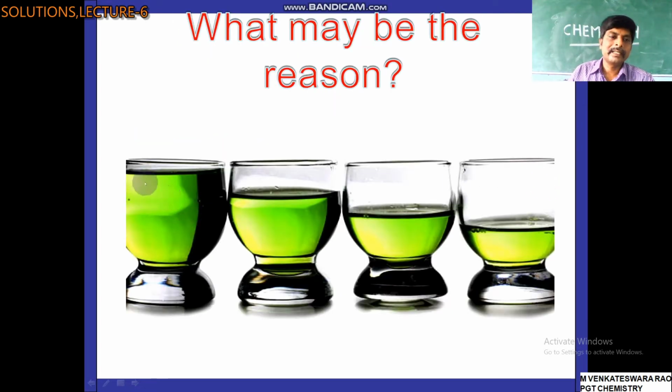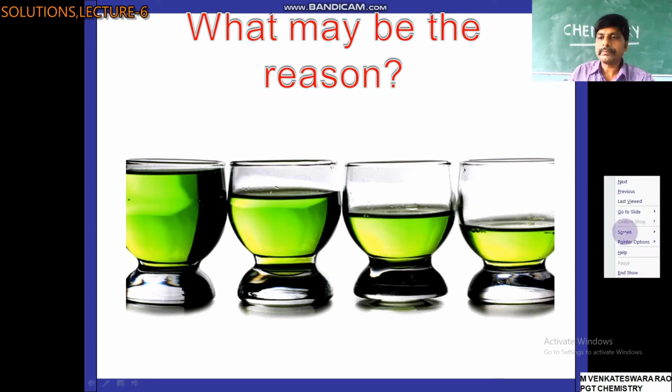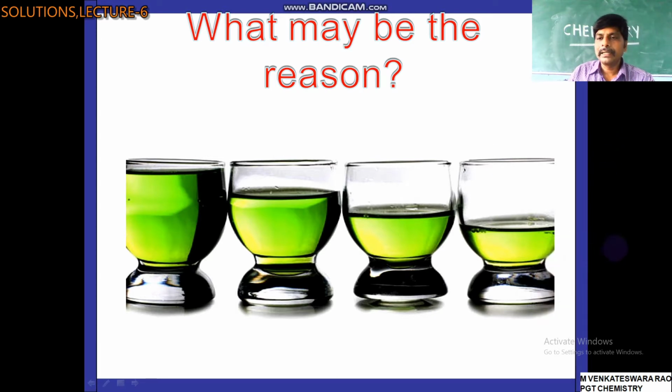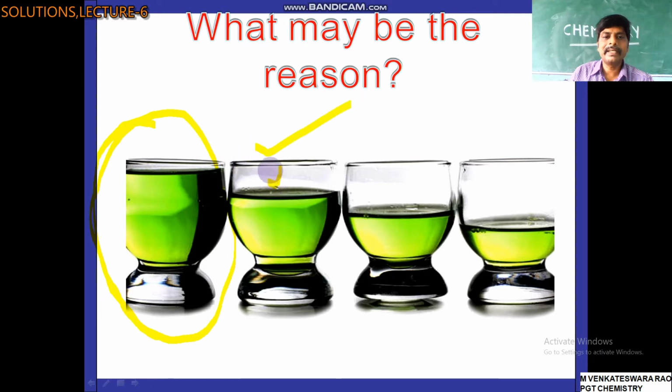You check this figure. Here one liquid is there in this glass. This glass is kept in the dark, not in sunlight, in a closed room. After 2-3 days, this level becomes less. The liquid level decreased. After another 2 days, a further decrease is there in the liquid level. After another 2 days, a further decrease is there.